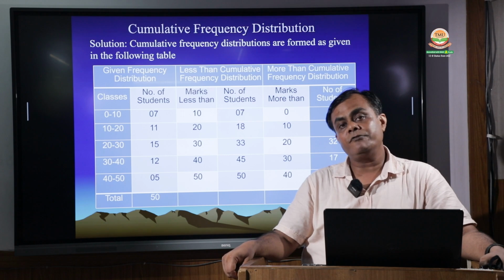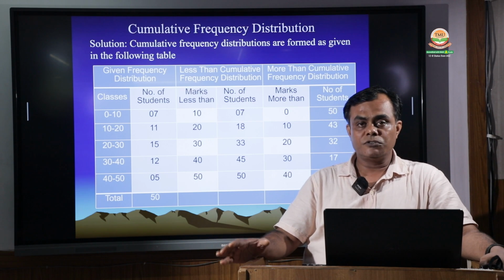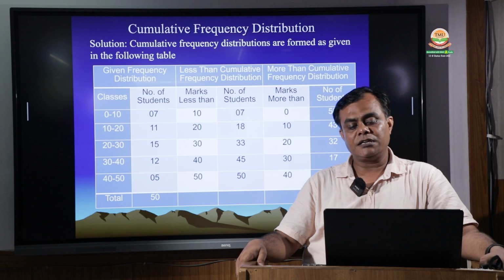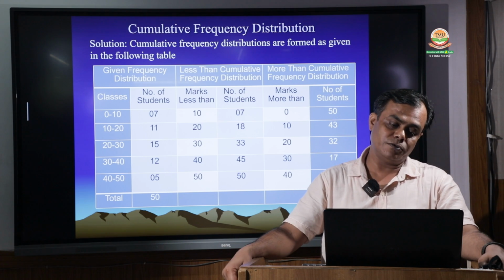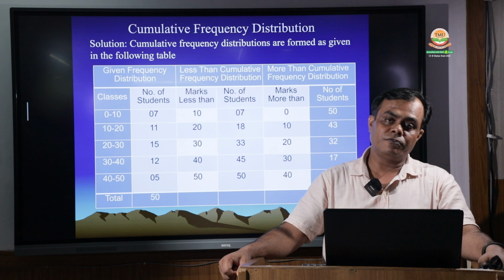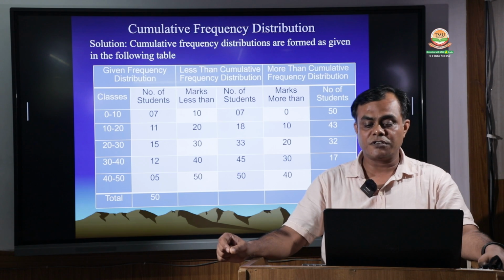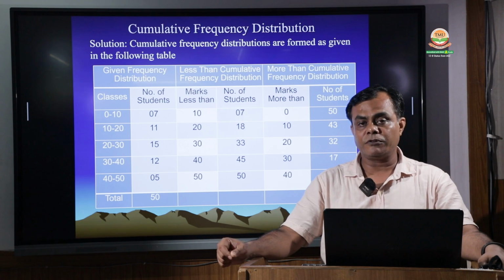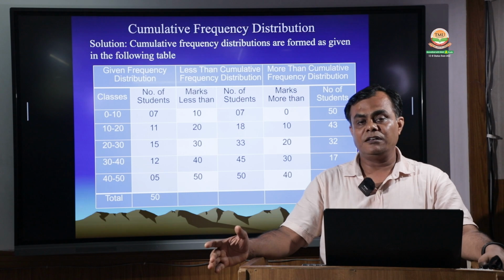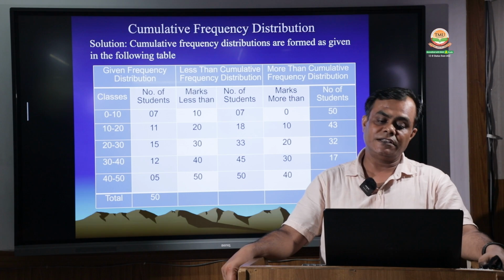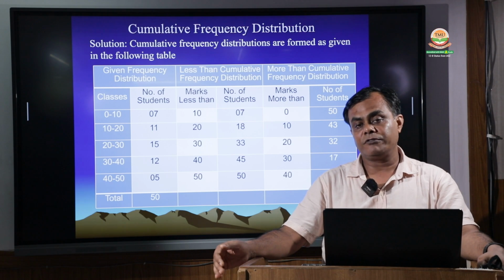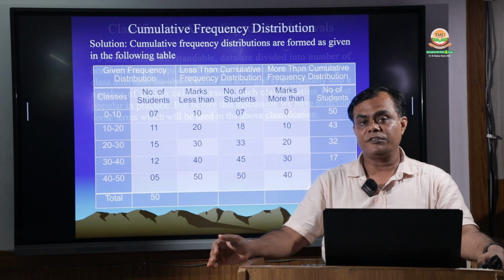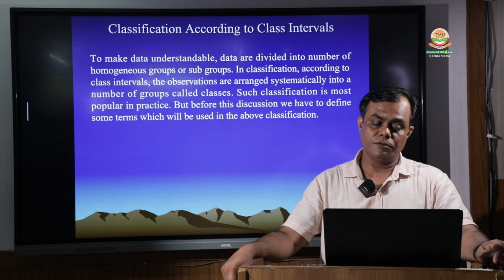So this way we can use cumulative frequency in a less than cumulative frequency distribution or a more than cumulative frequency distribution. In the more than cumulative frequency distribution, we are just subtracting the cumulative frequency from the total number of the data size, and in the less than cumulative frequency distribution, we are just adding the cumulative frequency as we go to the lesser homogeneous group or subgroup.